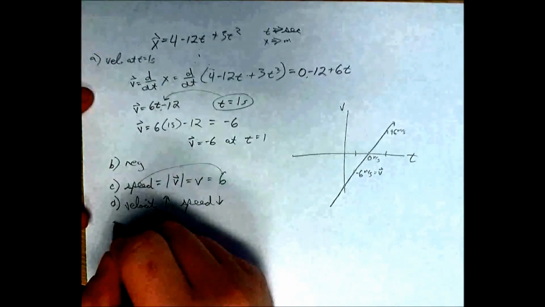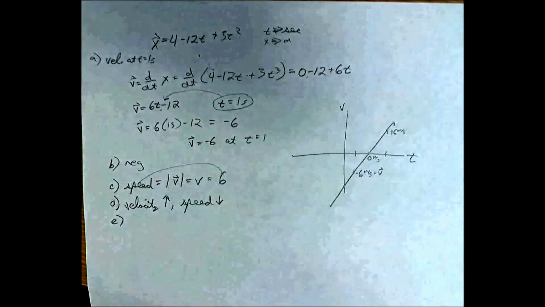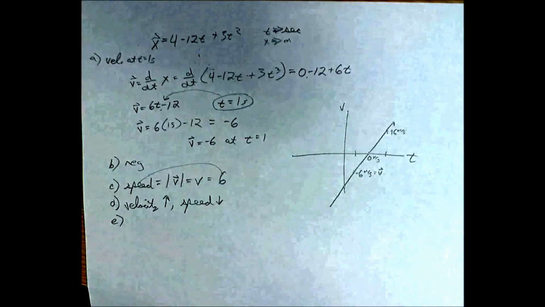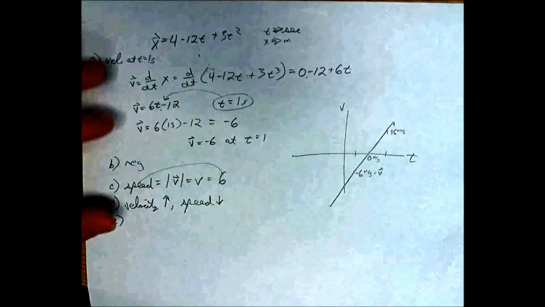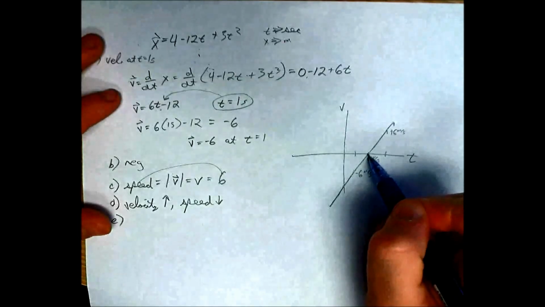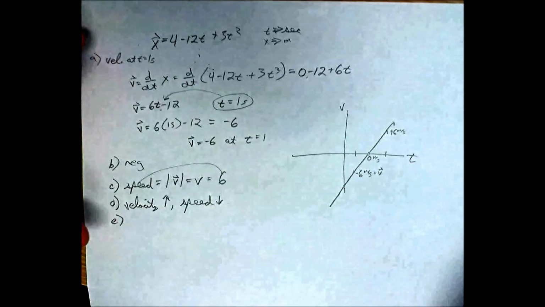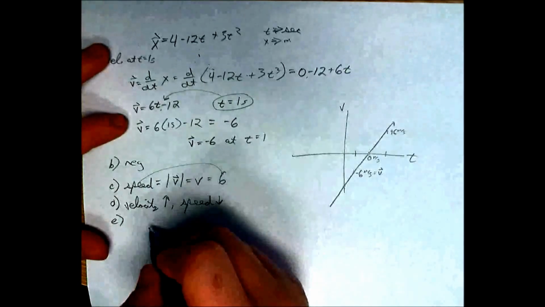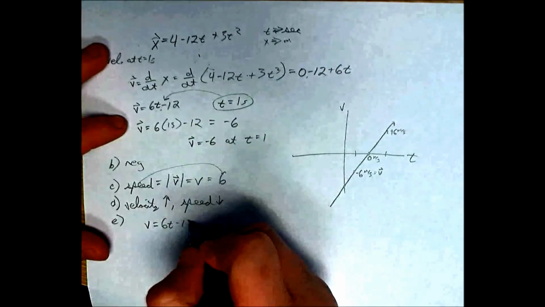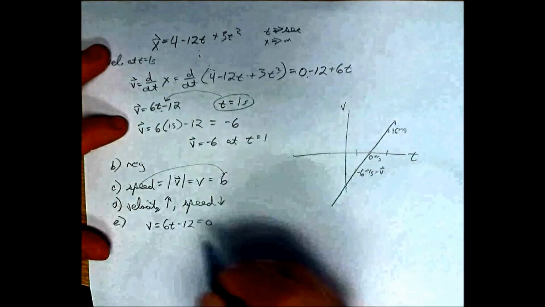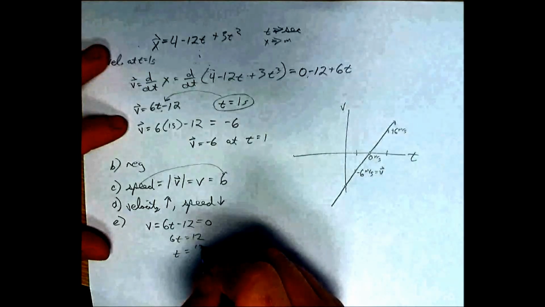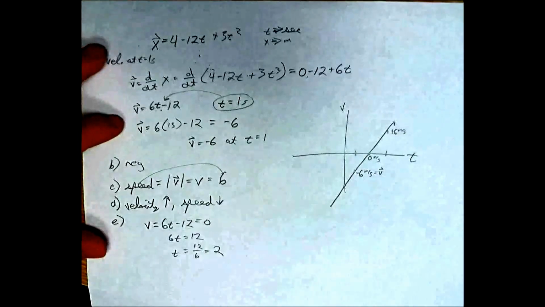Part E says, is there ever an instant when the velocity equals 0? If so, give the time t. If not, answer no. Well, we already said the velocity equals 0 at t equals 2 seconds. I can say that by looking at the equation for velocity that we derived and just setting that equal to 0. So then 6t equals 12. t equals 12 over 6 equals 2.